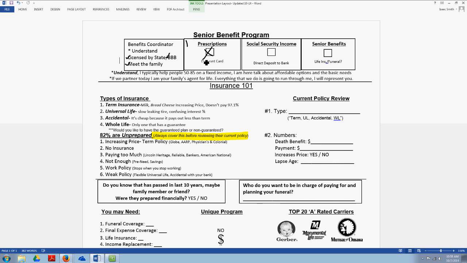Perfect. And the last thing I want to talk to you about is the senior benefits. This is very important. This is life insurance, funeral insurance. There's so many people. Funerals are getting more and more expensive. We just want to make sure everyone's taken care of so you don't leave your family with a bunch of bills to pay.